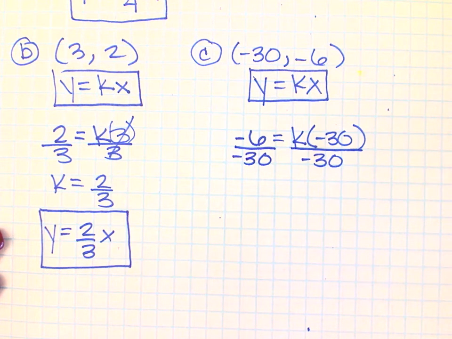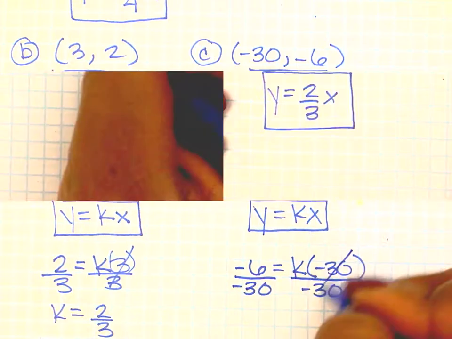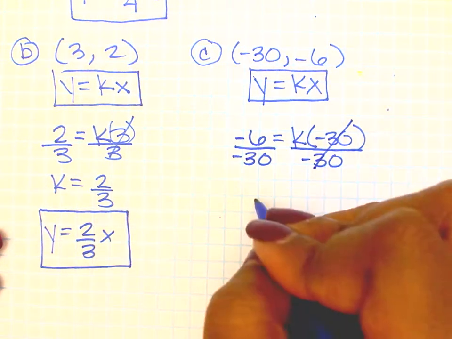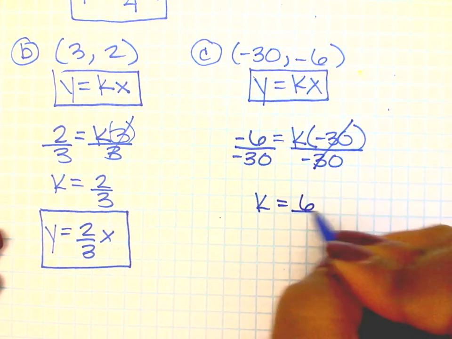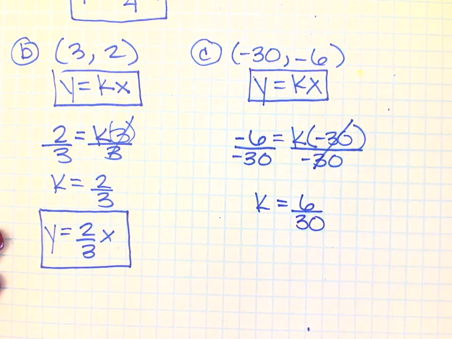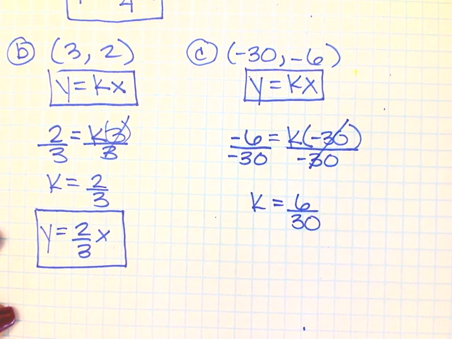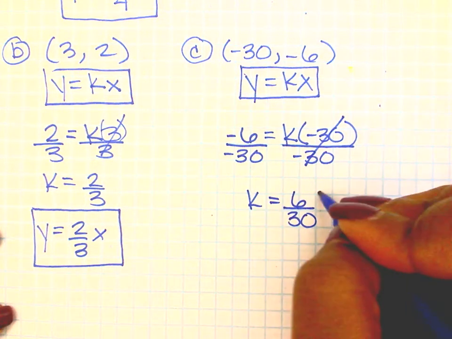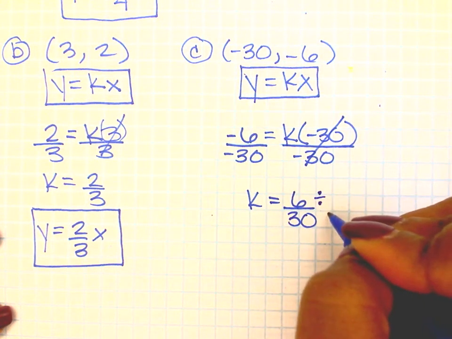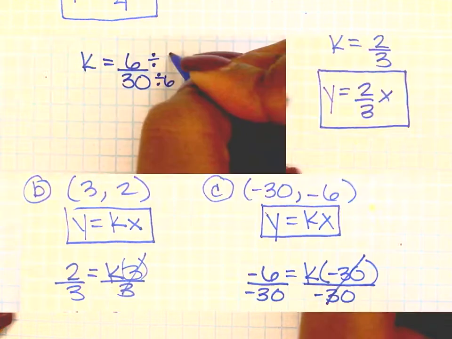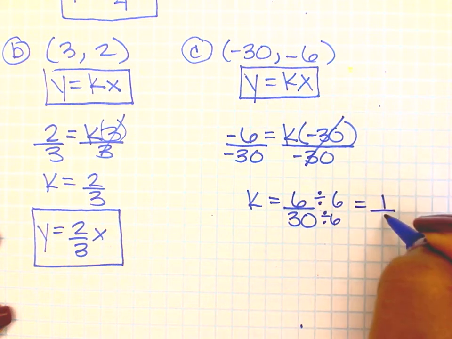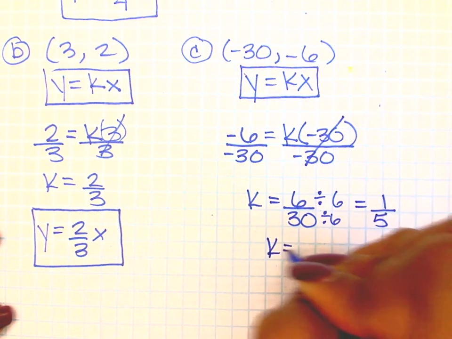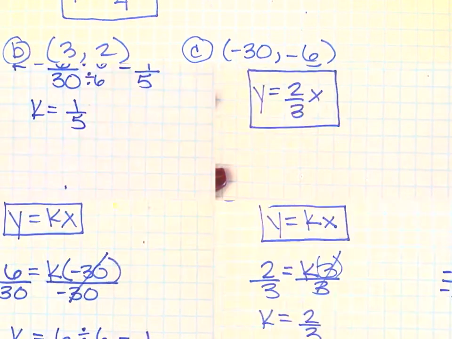Negative 30 divided by negative 30 is 1. So they cancel because that's like 1k. K equals, now I have a positive 60 over 30 because 2 negatives divided by each other is going to give me a positive. Now I need to simplify. Exactly. So I'm going to divide the top and bottom by what number? Probably 6, right? And so I'm going to get 1 over 5. K equals 1/5.